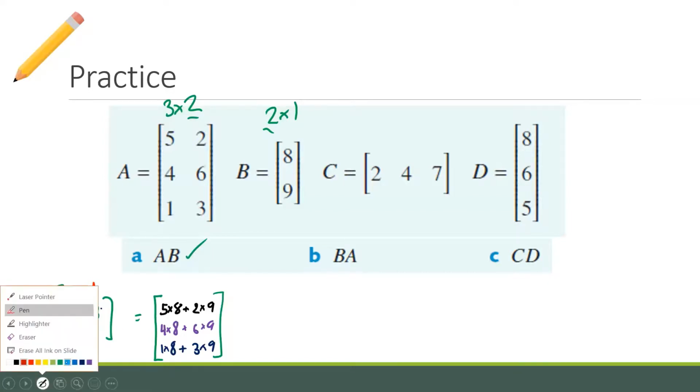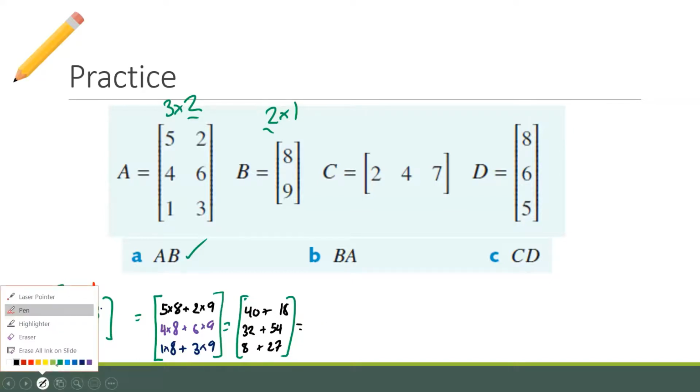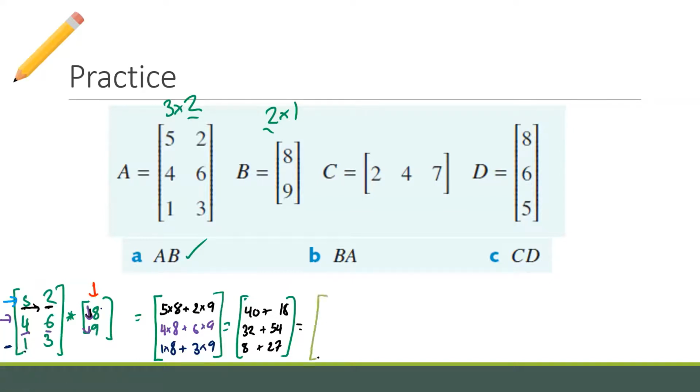If you've skipped this first step, then maybe you've already done these basic multiplications. So let's do them really quickly. We've got 40 plus 18. We've got 4 times 8, which is 32, plus 6 times 9, which is 54. And then 1 times 8, which is 8, plus 3 times 9, which is 27. Now it's all about adding those together, and that will give you the final matrix.